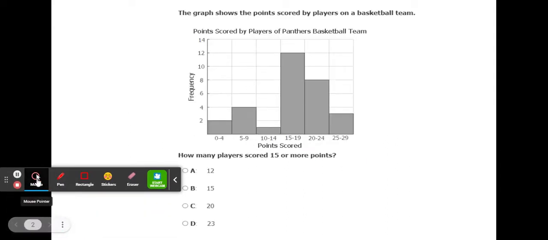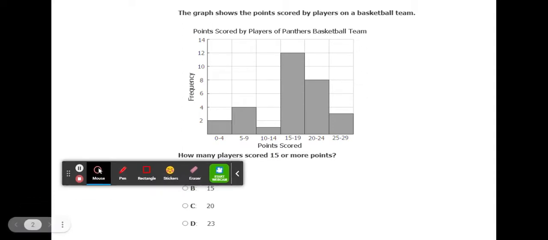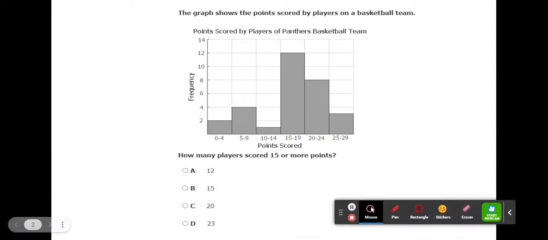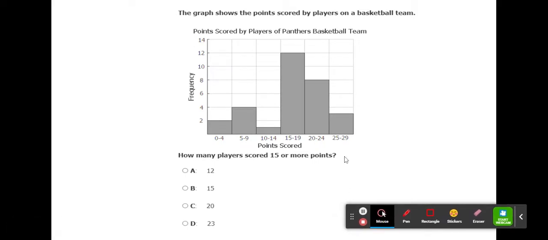All right, question 1 looked like this. Graph shows the points scored by players on a basketball team. How many players scored 15 points or more? So reading these histograms is really like looking at the title down here. So these are the points scored, and these are the intervals, and then the frequency is the number of players.